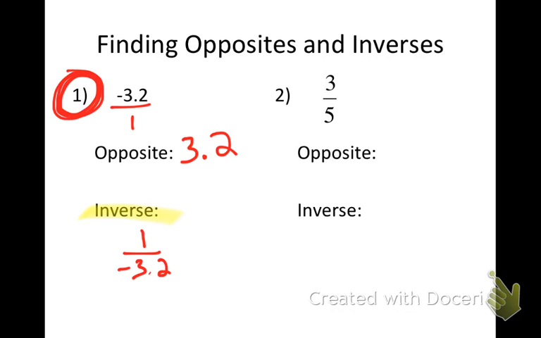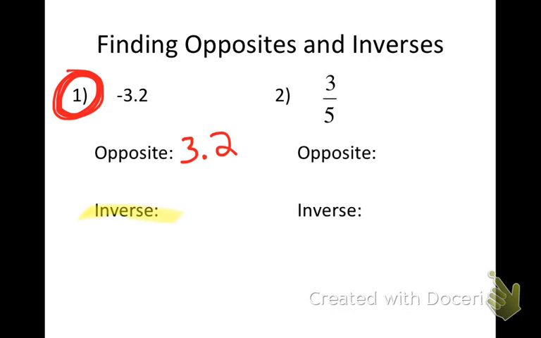But here's the problem. What's wrong with this? What is wrong with this right here? Two things. Negative can't be in the bottom. And also, can I have a decimal in a fraction? No. I cannot have a decimal in a fraction. That's wrong. So, okay, back to the drawing board here.